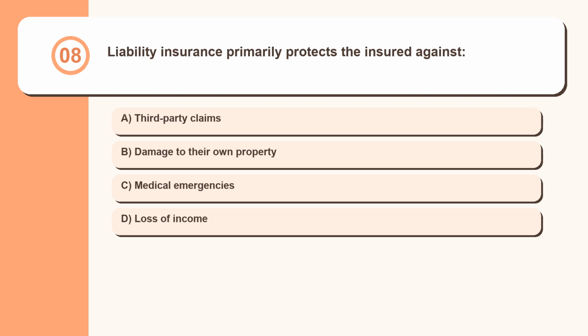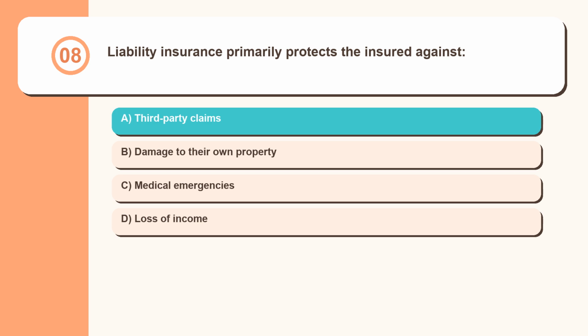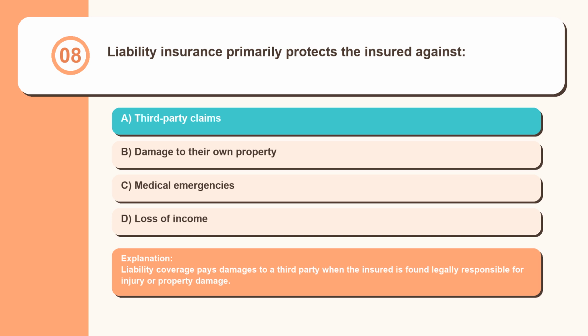Question 8. Liability insurance primarily protects the insured against: third-party claims, damage to their own property, medical emergencies, loss of income? Liability coverage pays damages to a third party when the insured is found legally responsible for injury or property damage.